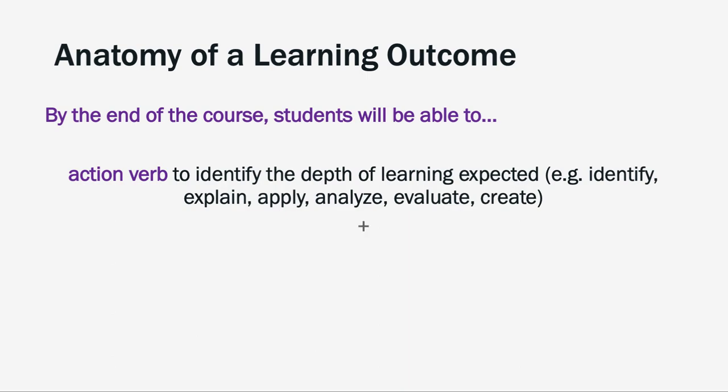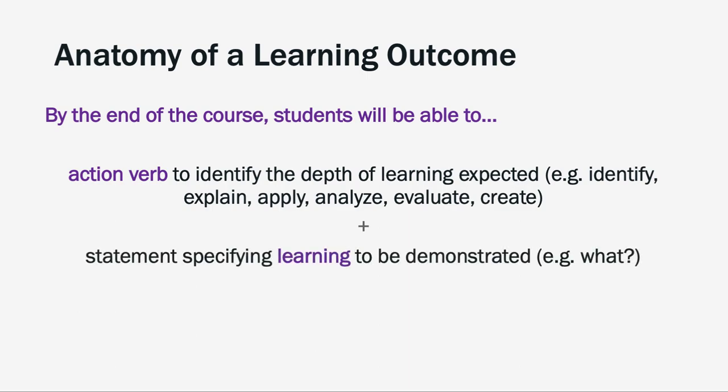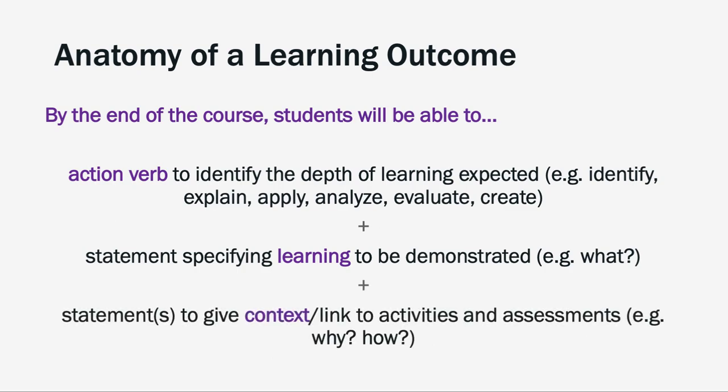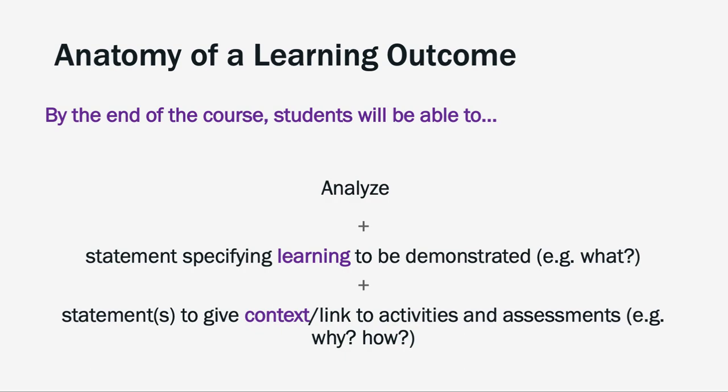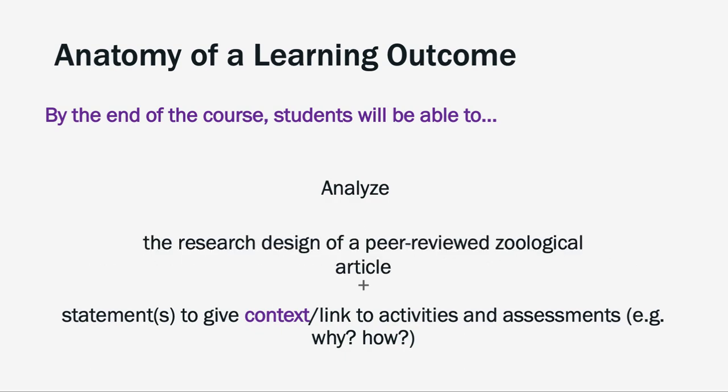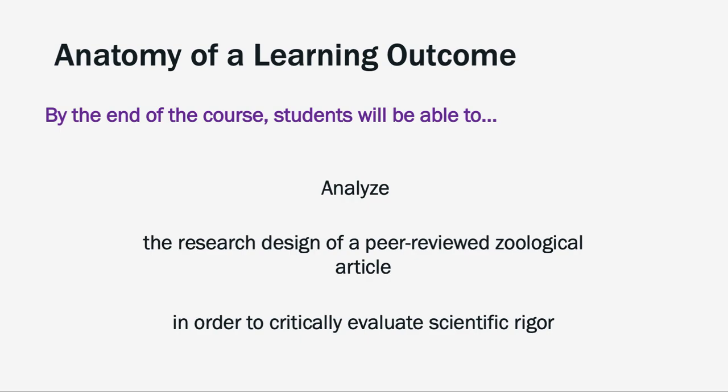Following that, there's some explanation of what the learning is that's meant to be demonstrated. So possibly a statement as to what kind of learning and also the why or the how. This part of the outcome elaborates on the learning in terms of what's expected and why it's important or how it's meant to be demonstrated. So here's an example. Students will be able to analyze the research design of a peer-reviewed zoological article in order to critically evaluate scientific rigor.